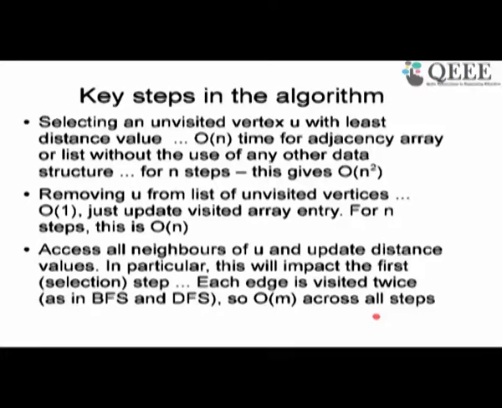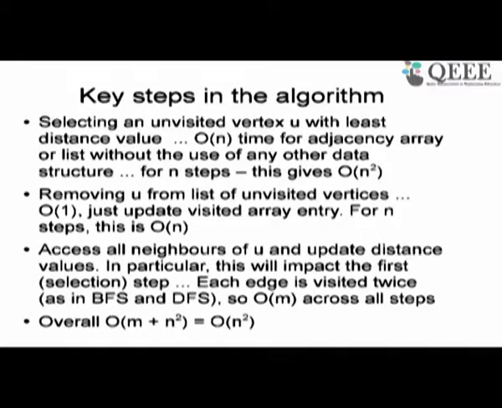That's only 2 times you will visit every edge. Because remember, since every edge is visited only 2 times, the number of times that you will do this third step is order m. So the total complexity is order n square plus order n plus order m, and since order n is less than order n square, and order m is less than order n square, the algorithm complexity is order n square. Is it clear? So the overall complexity of Dijkstra's algorithm is order n square.